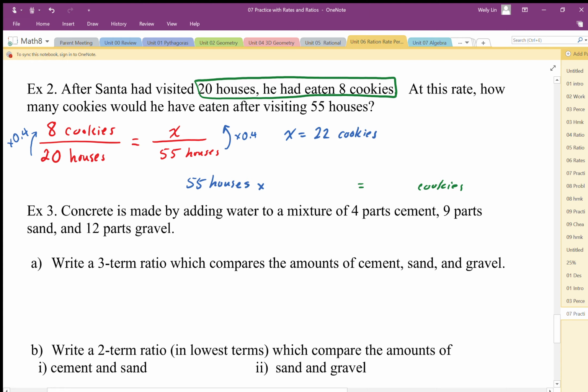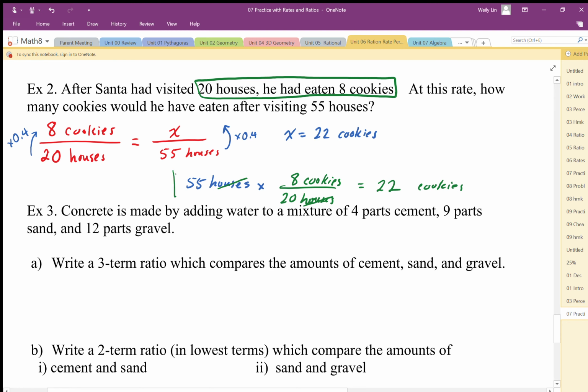Well, to get rid of houses and end up with cookies, I need to make sure that I divide by houses. So if I have 55 houses divided by 20 houses, those houses cancel. That means that the 8 cookies end up on top. And if I look at the units left over, houses cancels, I'm left with cookies, so my answer is going to be in terms of cookies. So at this point, this is just fraction multiplication, so I multiply on top, so 55 times 8 divided by 20 is going to give us the 22 cookies that I was looking for.